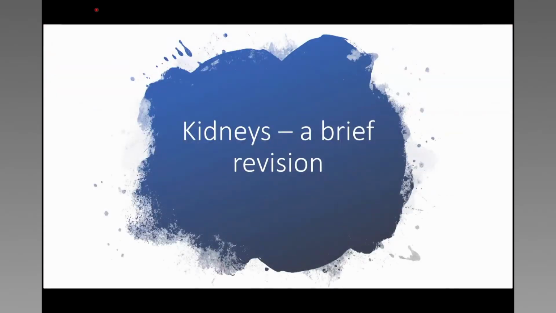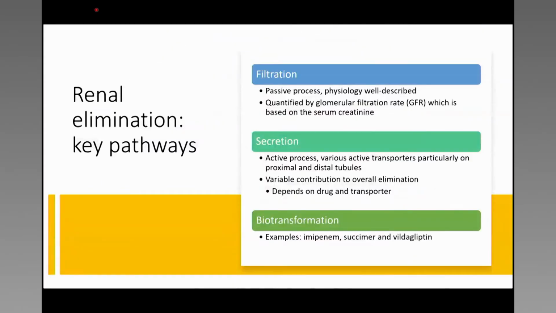So let's have a brief revision about some principles about the kidneys. The kidneys are a key organ for the elimination of drugs. It does this through a number of mechanisms. The first is filtration. This is the one we'd know the most. Filtration is a passive process for which the physiology is well defined. And we quantify the filtration process through GFR, or the glomerular filtration rate. And in practice, this is largely based on the measurement of serum creatinine, which is then applied to various formulae.